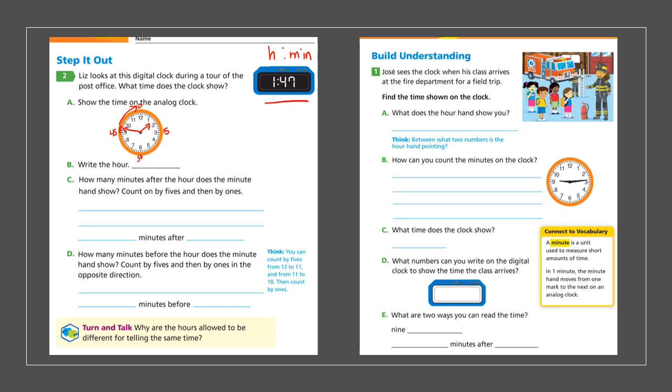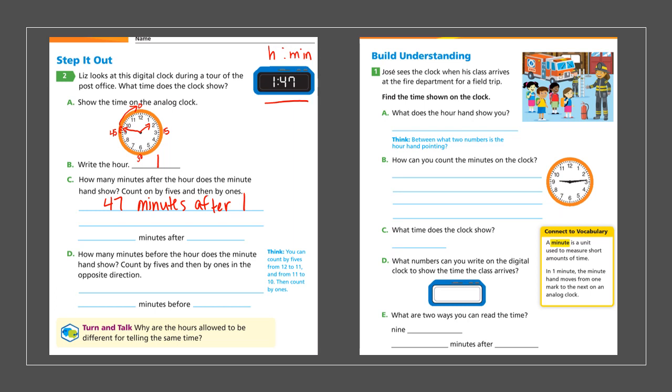So write the hour. The hour is 1. How many minutes after the hour does the minute hand show? Count by 5s and then by 1s. So we went up to the 9, which was 45 minutes, and then we counted 2 more. So it's 47 minutes after 1.